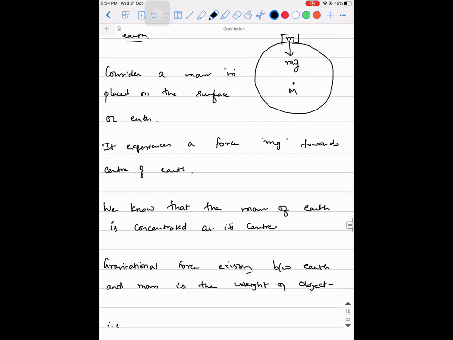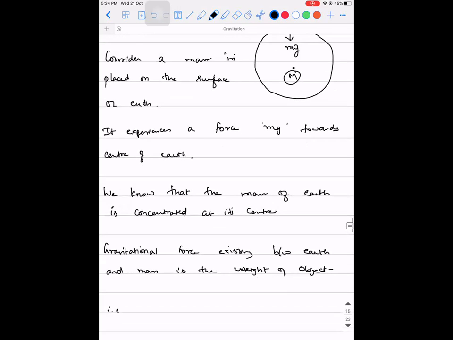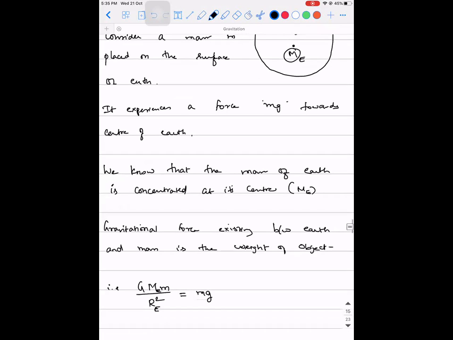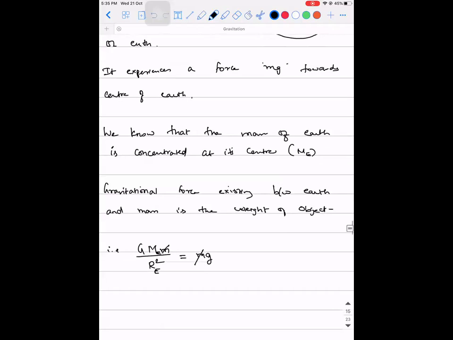So, what is the gravitational force between capital M and small m? That is G, capital M, small m divided by the distance square. The distance between capital M and small m is nothing but the radius of the Earth. So, I will rather write it as RE square, and capital M is also ME. This will be equal to the weight of the object, that is mg. So m and m will get cancelled. From this we get g is equal to capital G ME divided by RE square.